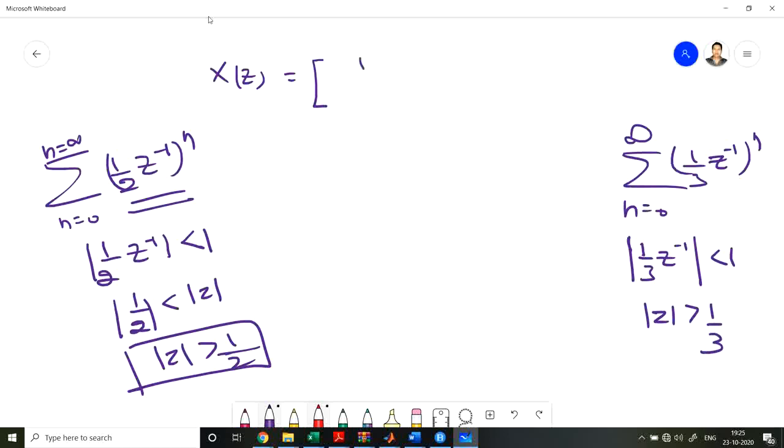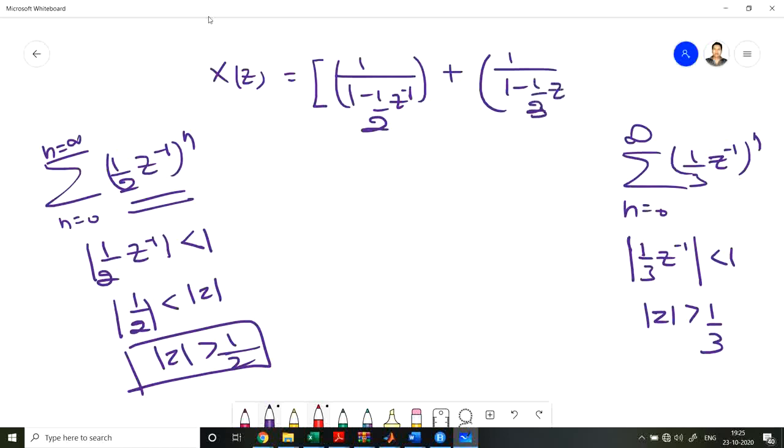So the final result is 1 divided by 1 minus 1/2 z inverse, plus 1 divided by 1 minus 1/3 z inverse. So this is the final X(z).